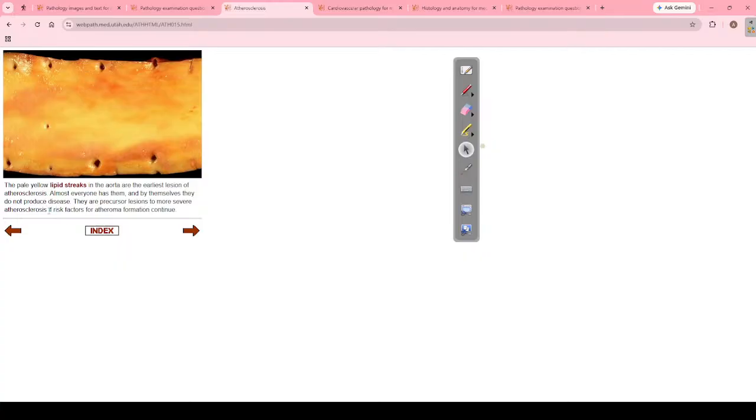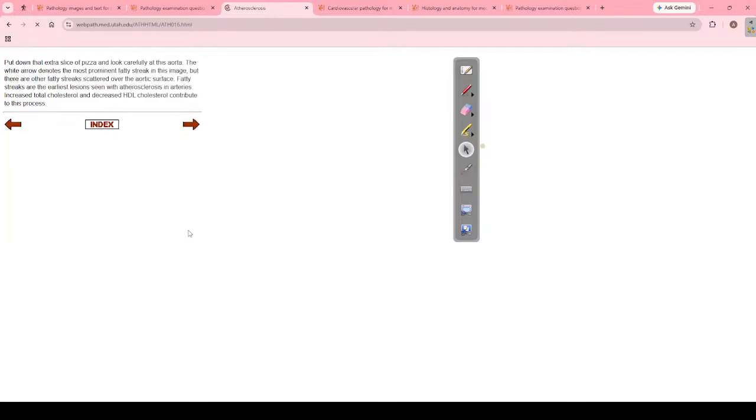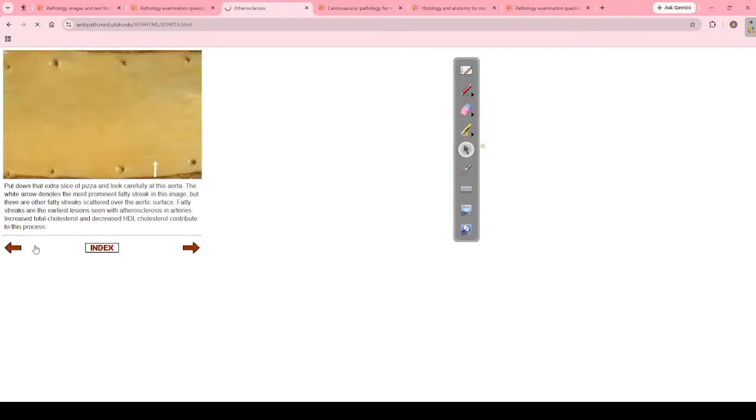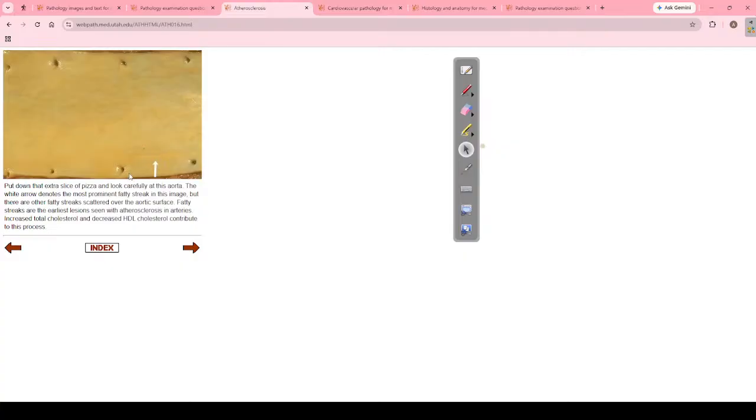Now, we have peripheral lipid streaks in the aorta, and this is the earliest lesion of atherosclerosis. Almost everyone has them, and it's not exactly a disease. It's a precursor to more atherosclerosis, to more atheroma formation. And this is just a cut section of lipid streaks. The white arrow denotes the most prominent fatty streak, but there are other fatty streaks over there. Here and here you can see fatty streaks. The earliest lesion in atherosclerosis is due to increased cholesterol and decreased HDL, which contribute to this process.